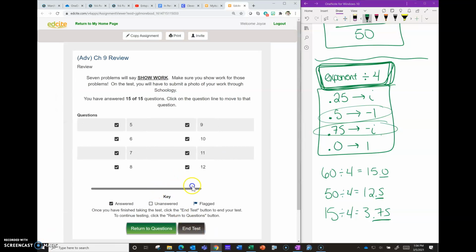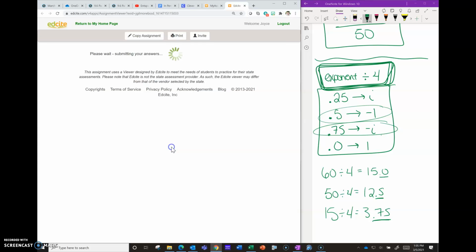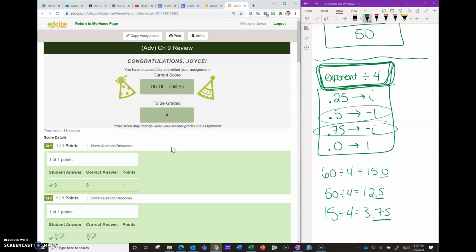All right, before you submit, make sure you've answered all of the questions. It does say you're going to have to show work. On the review, not so much, but on the test, you do have to show your work on at least those 7 problems. Make sure when you're done, when you've submitted this test, when you're actually taking the test, not the review, but when you have submitted the test, make sure you go back to Schoology, find the test in Schoology, and submit a picture of your work. Excellent.